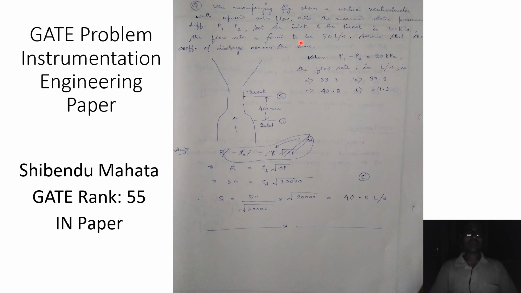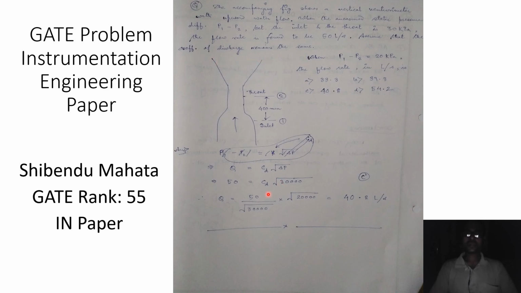Now, referring back to the question, the information that we are given here is that the pressure drop is equal to 30 kilopascal and the flow rate is 50 liter per second. So we can easily substitute those values for Q and delta P, and we can find out the value for coefficient of discharge. And then again, if we look back at the question, we find that the coefficient of discharge remains the same.